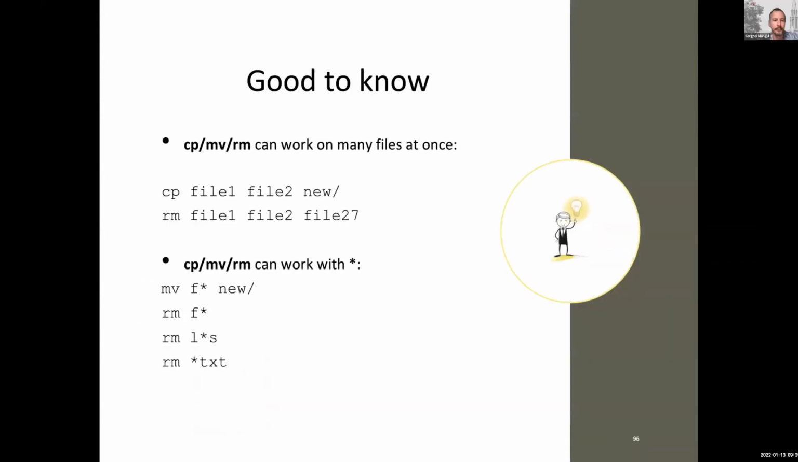Okay, so a few more things: you can copy multiple files at the same time, or remove multiple files at the same time, right? If you want to copy multiple files, you just say all the file names you want to copy and then where, like here, the directory name. And if you want to remove, you just say all the files you would like to remove. You can use asterisk, the star. So be careful with that again. With move it's fine, right? You can move all the files starting with F to some directory, like new in this case. I hope you're getting the point where we are going with this, right?